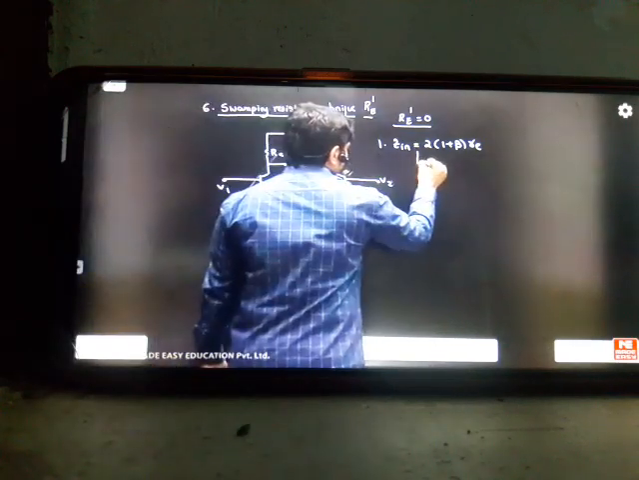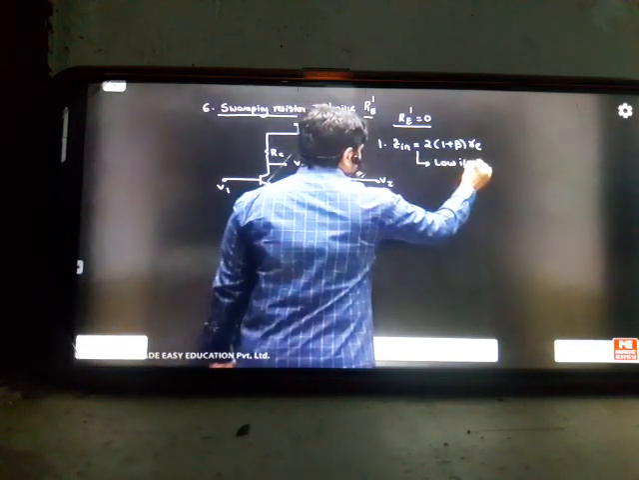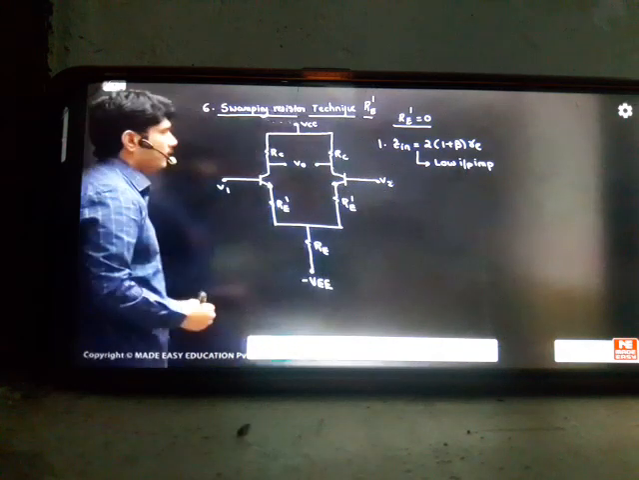And we consider that this is a low input impedance. Low input impedance is one problem we have. A low input impedance is coming.